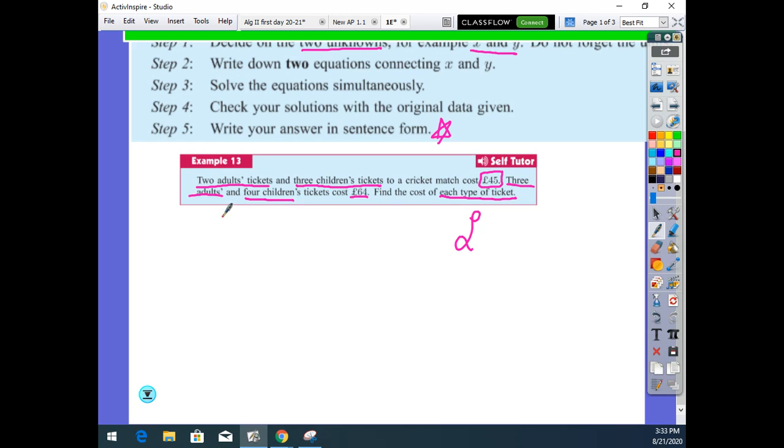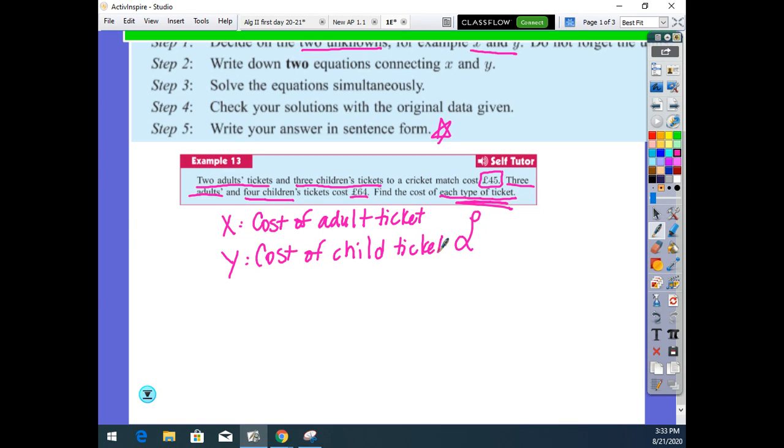I'm going to just stick with X and Y. You can choose whatever variable you want to, but what are the different types of tickets? This is the cost of the adult ticket is X. I'm just going to go in order, doesn't matter. Y will be the cost of a child's ticket. And they're both in pounds.